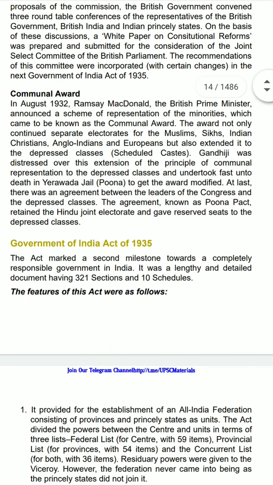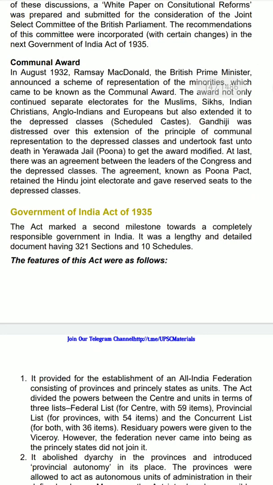Gandhiji was distressed over this extension of the principle of communal representation to the depressed classes and undertook a fast unto death in Yerawada jail, Pune, to get the award modified. At last, there was an agreement between the leader of Congress and the depressed classes. The agreement, known as Pune Pact, retained the Indian joint electorate and gave reserved seats to the depressed classes.